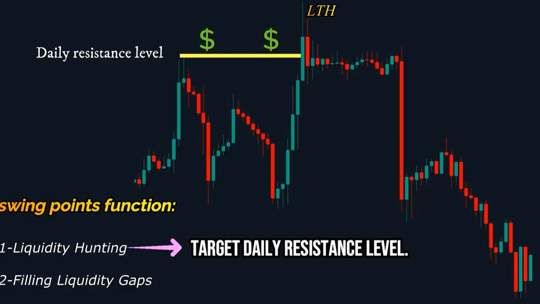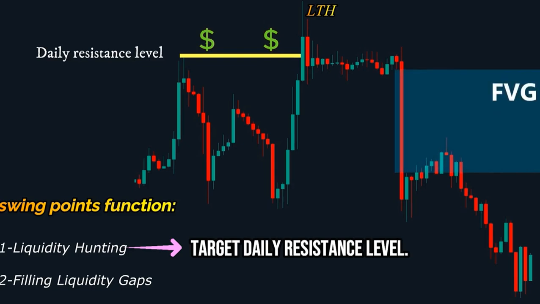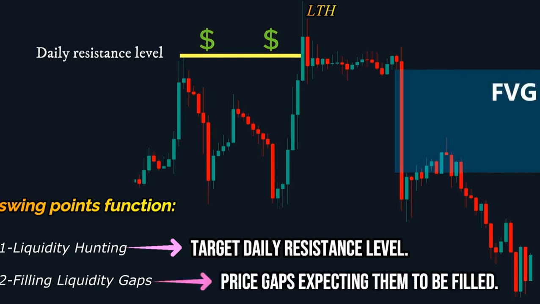A liquidity gap, such as a fair value gap, is a price range where very few trades have occurred, often resulting from rapid price movements that leave behind untraded zones on the chart. These voids typically occur during news events or other significant market moves. The market will eventually move back as a swing to fill these gaps as the price seeks equilibrium. Filling these gaps restores liquidity and balance to the market, making it a potentially suitable area for entering a trade.